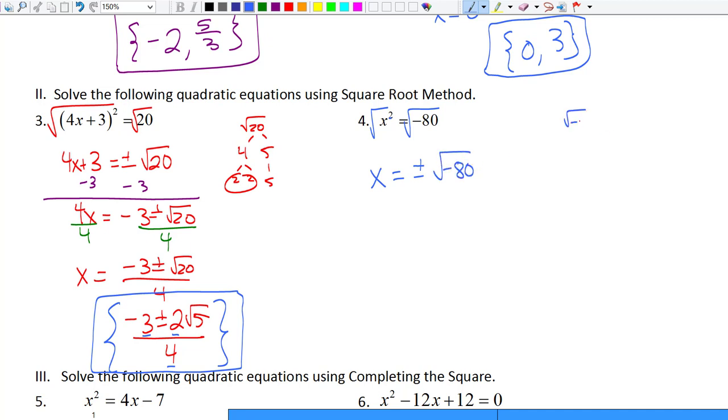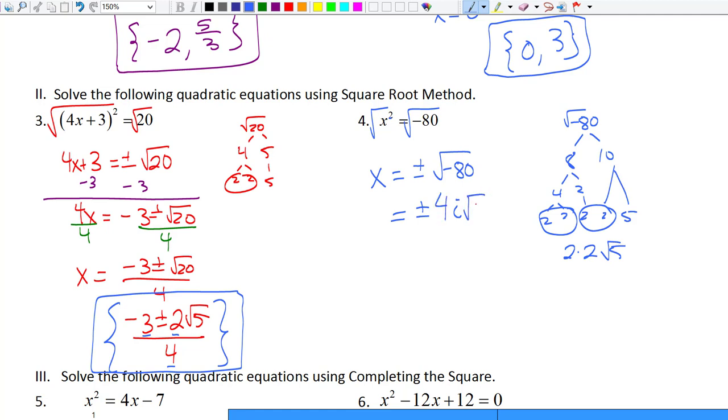So I have to reduce root negative 80. Because there's a negative, I know we're going to have an i. So let's see what else we can get here. So we have 4 and 2. 2, 2, 2, 2, and 5. So the 2 comes out, the 2 comes out. The 5 stays home. So that's going to be 2 times 2, 4 square roots of 5. So my solution is plus or minus 4i square roots of 5.